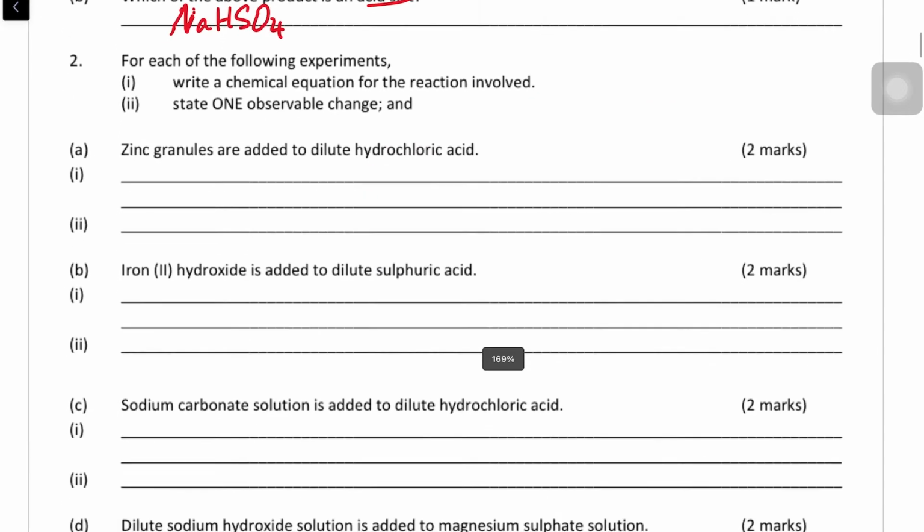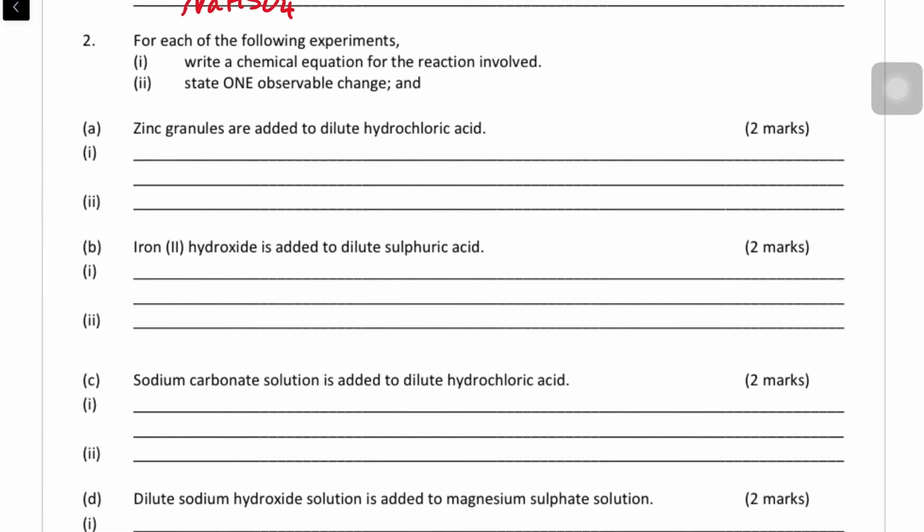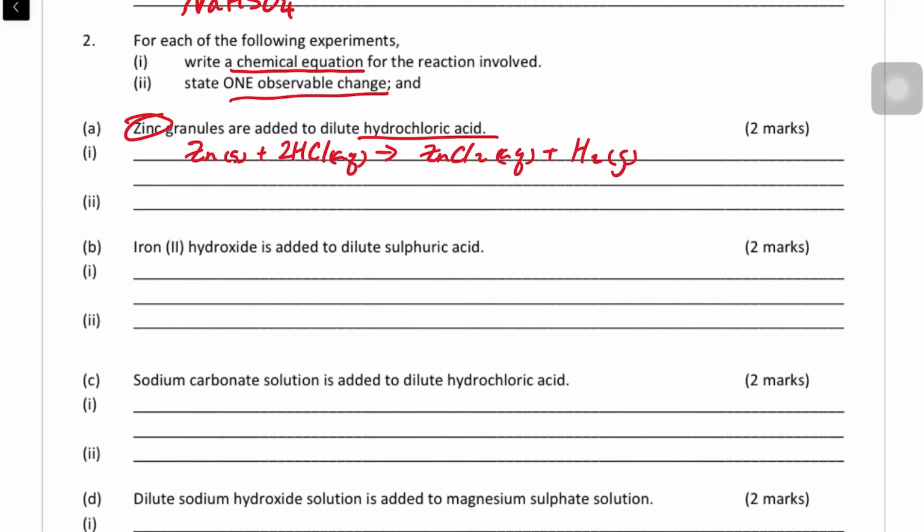Next, you are requested to write down a chemical equation and one observable change. The first one is zinc reacting with hydrochloric acid. Metal reacts with acid, so the products will be salt and hydrogen. Don't forget the zinc ion is 2+. You are free to write the ionic equation. The best observable change is colorless bubbles given out.